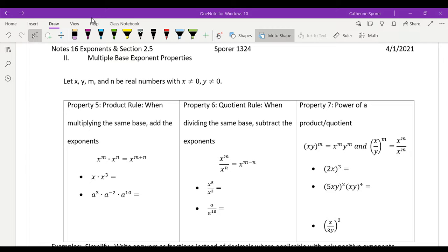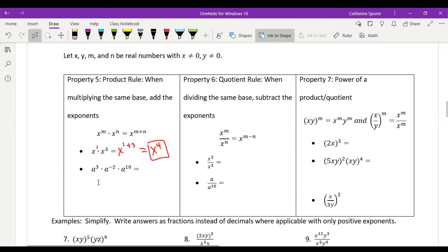So x times x to the third is really x to the 1 times x to the third. So we can add the exponents 1 plus 3 to get x to the fourth. A to the third times a to the negative second times a to the 10. We can add the exponents 3 plus negative 2 plus 10 to get a to the 11th.